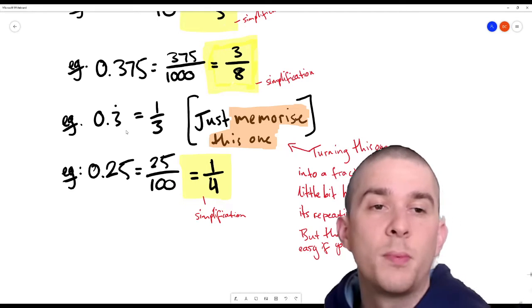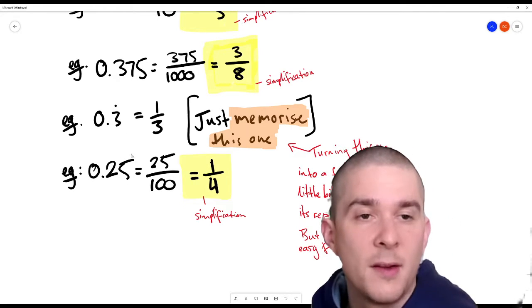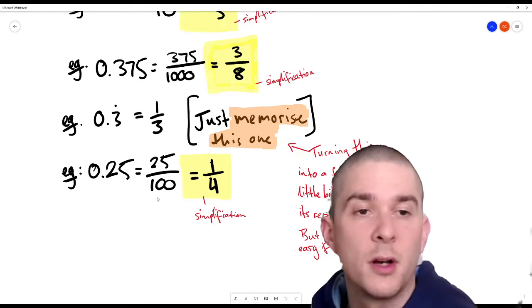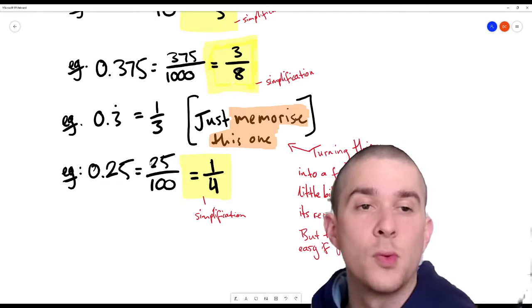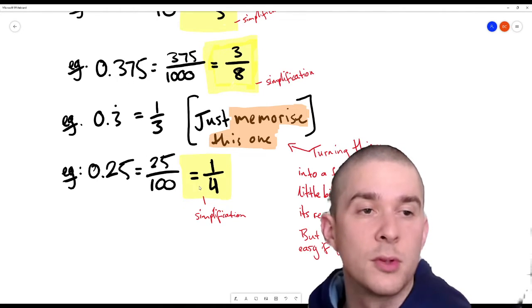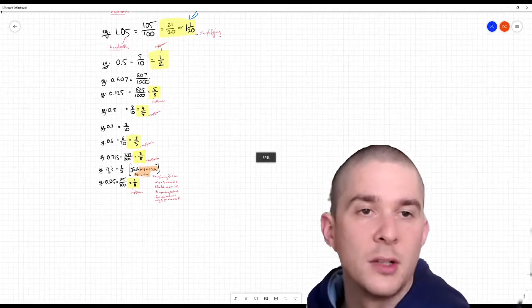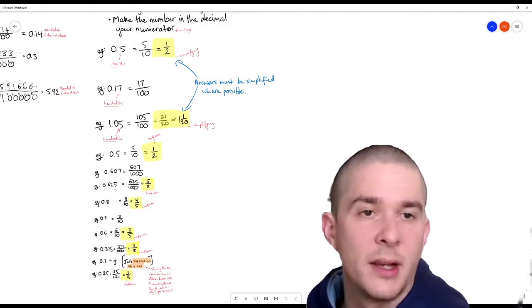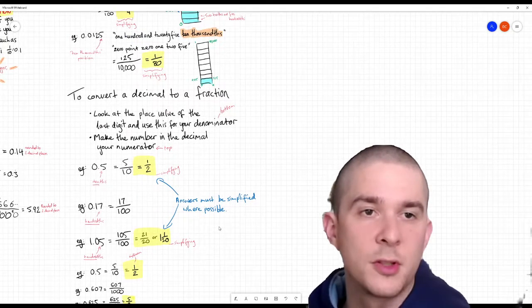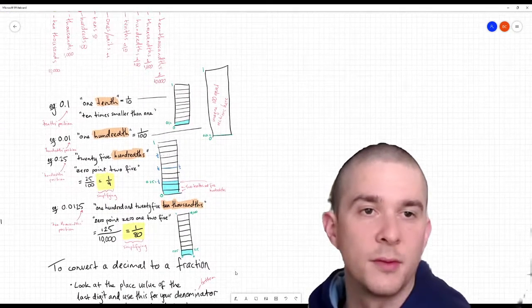Last one, 0.25. So the 5 is in the 100ths position. So 100 is my denominator, and then 25 will be the numerator. And this one also simplifies. They have a common factor of 25. All right, so that's a lot of examples there. And so we've just gone through converting decimals to fractions.